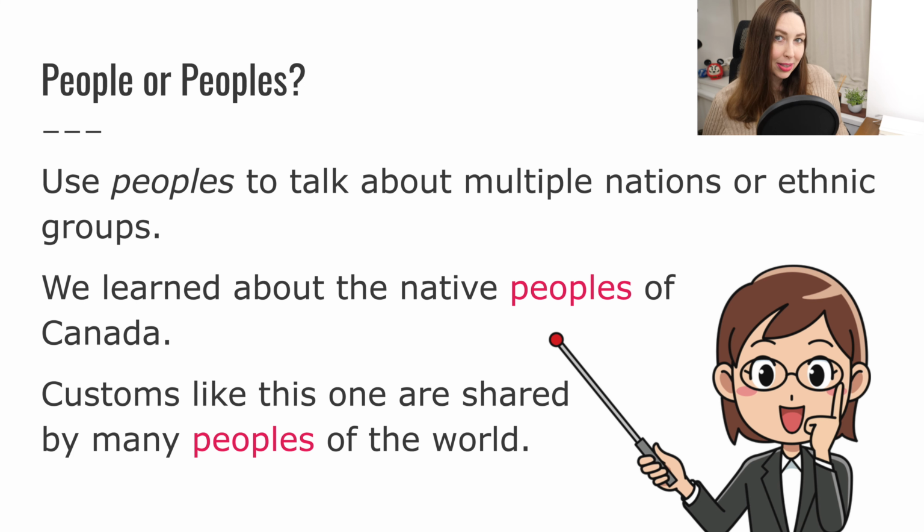Like I said, peoples is the plural form of people. We learned about the native peoples of Canada. Multiple groups of people, multiple ethnic groups. Customs like this one are shared by many peoples of the world, many different groups of people.